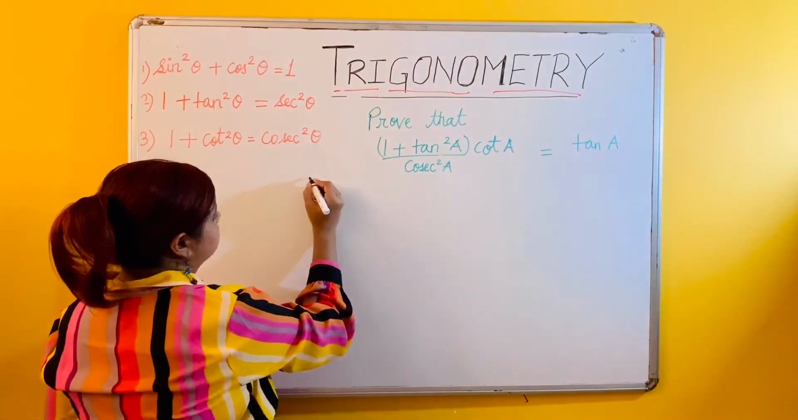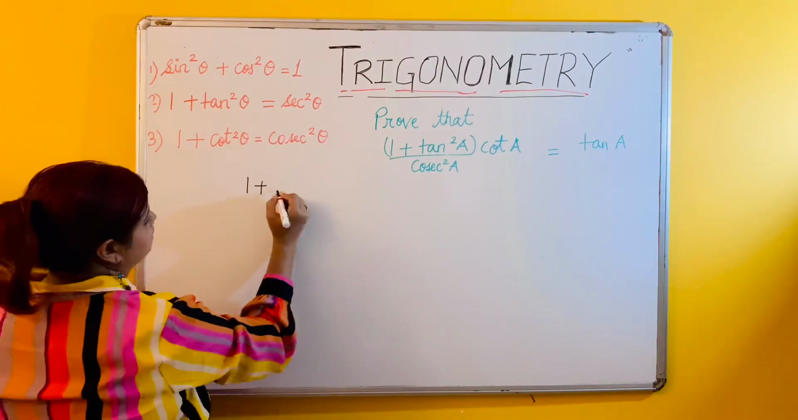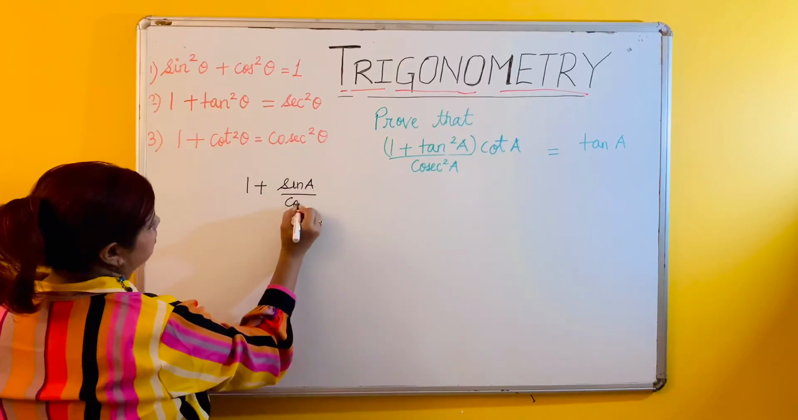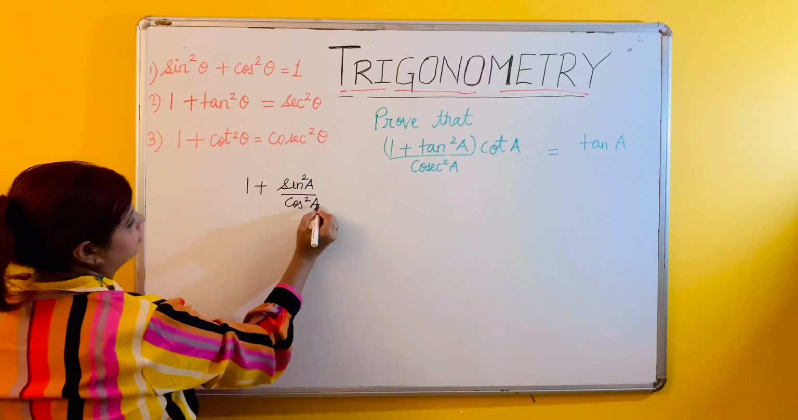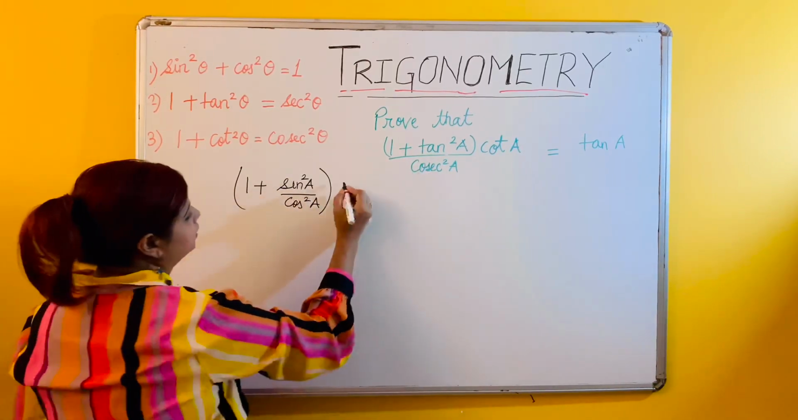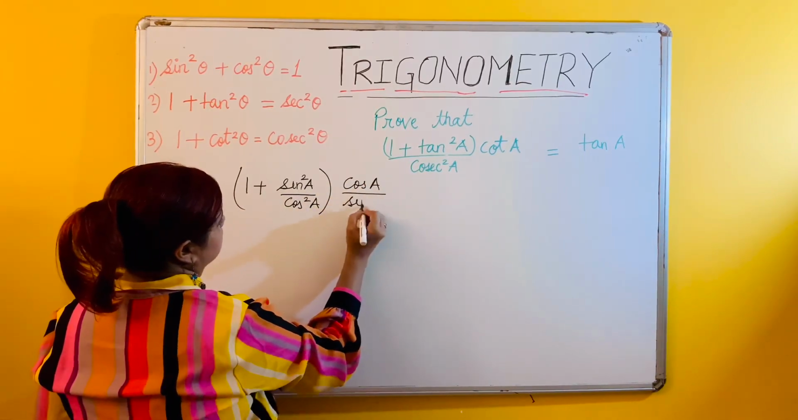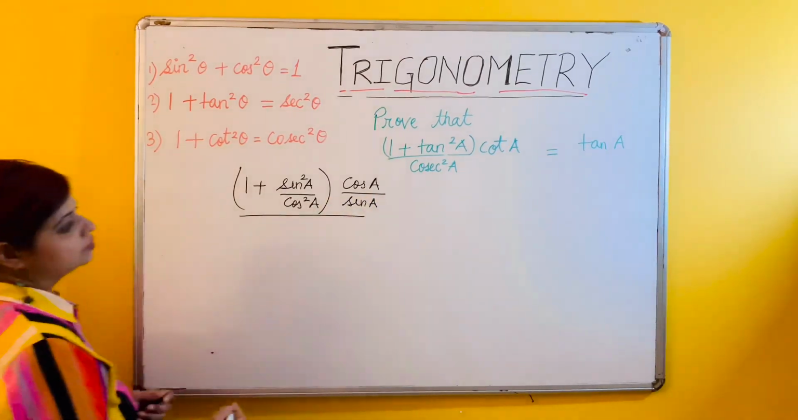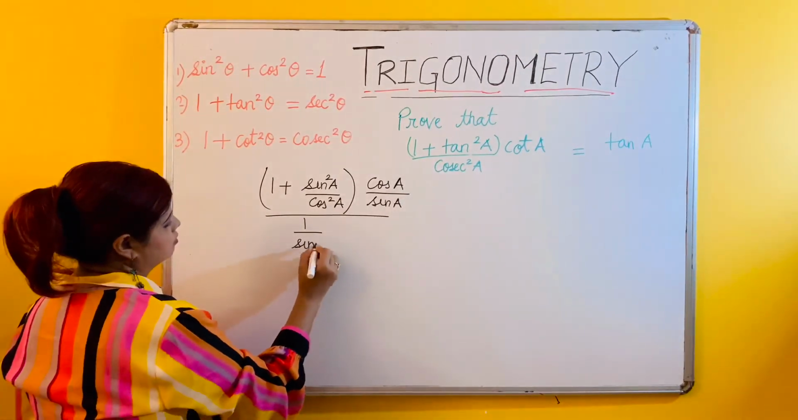So what is tan square A? So 1 plus tan square A is nothing but 1 plus sin A by cos A whole square. Okay. So let's write this. Sin A. So it is sin square A and cos square A. Okay. And this is in bracket. And then what is cot A? It is cos A by sin A. Okay, and again cosec square A is nothing but 1 by sin square A.